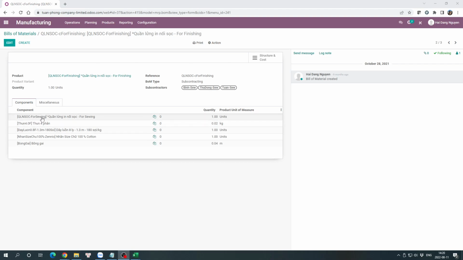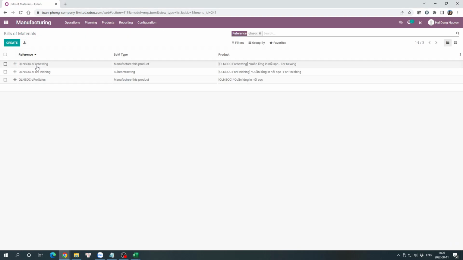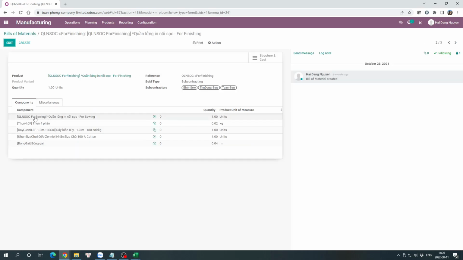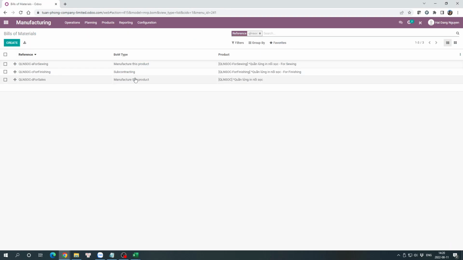And as you can see, the output from the previous stage is here in this BOM. So to recap, in this one you are producing something that's ready for sewing. And then in this BOM, you are producing something for finishing, which means you are consuming something that's ready for sewing together with all the accessories related to the activity of sewing, such as drawstring and so on.